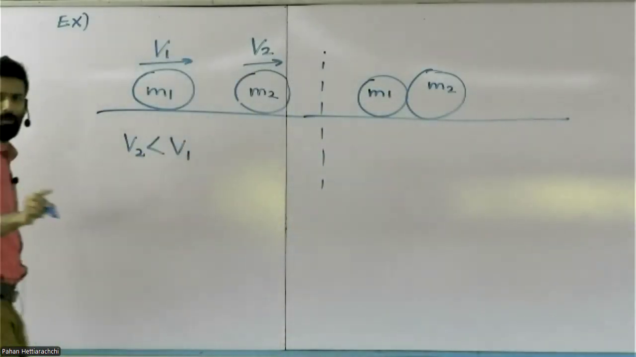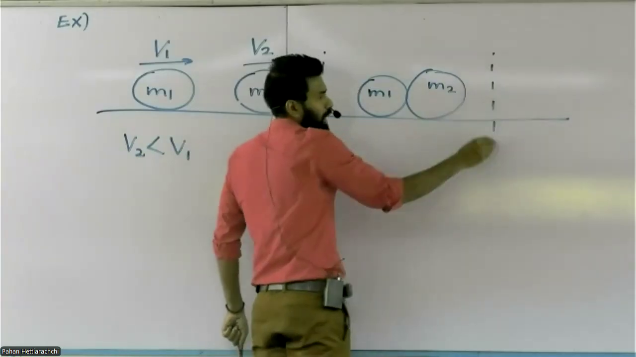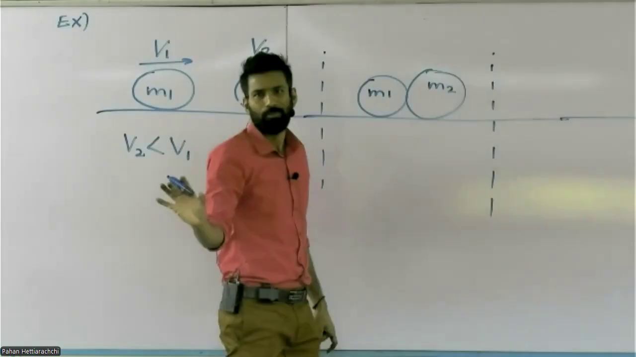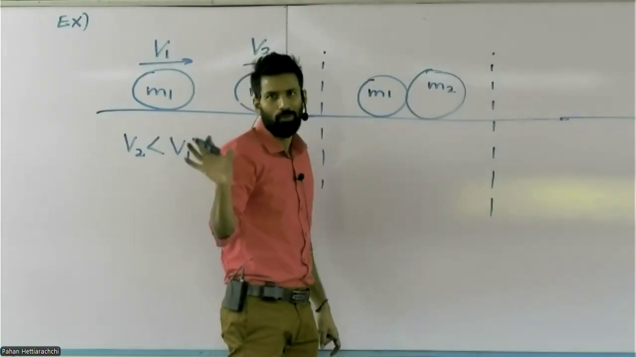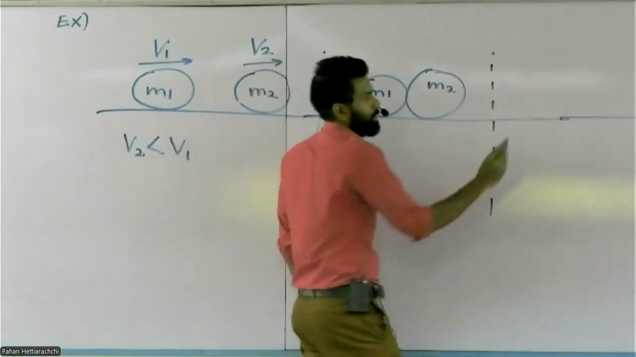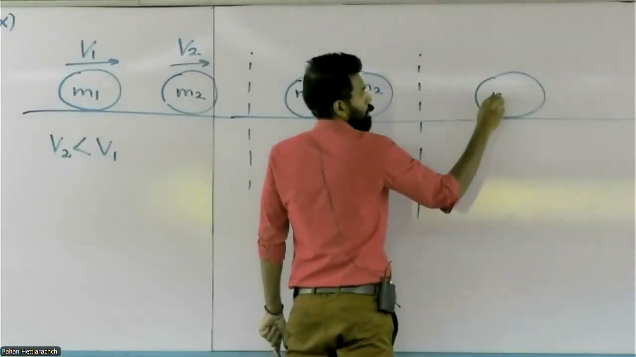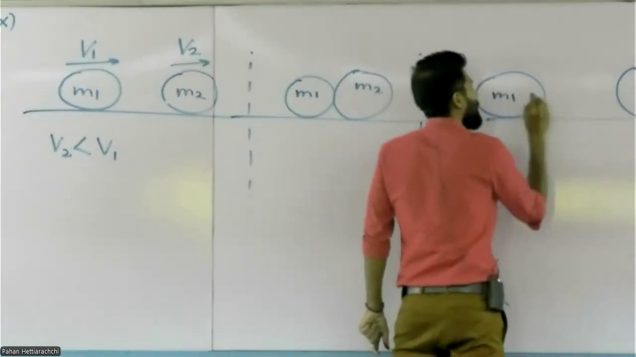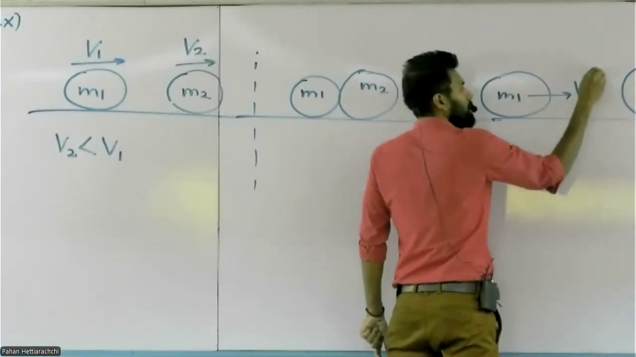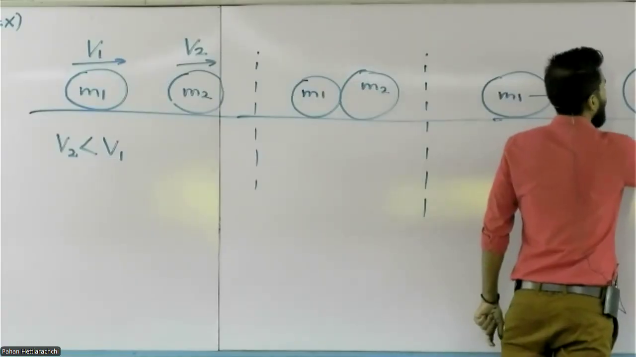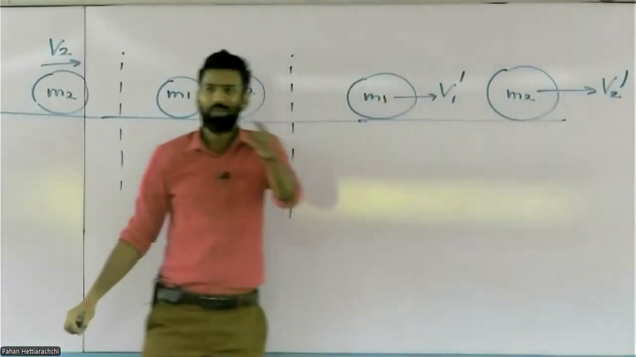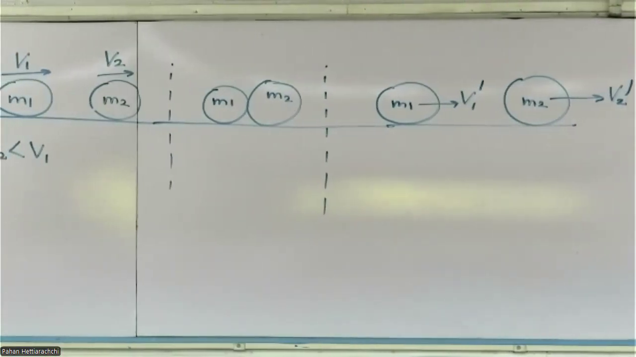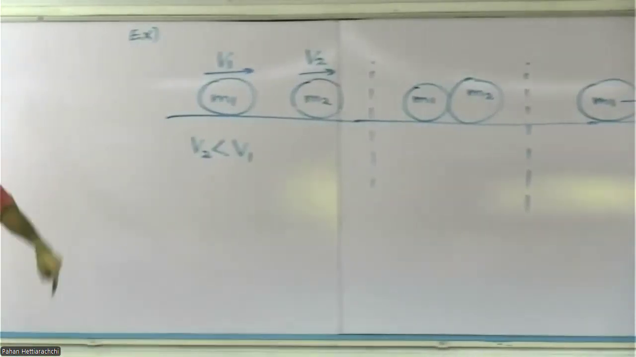After the collision, from your practical knowledge, what can you say? M1 and M2 will move with separate velocities, V1 dash and V2 dash. That's the fair way that you have to take. After the collision, the velocity might change. So that's the fair method.